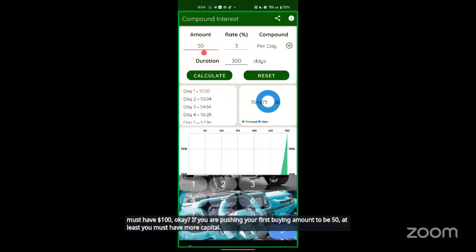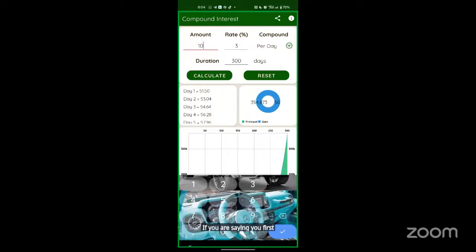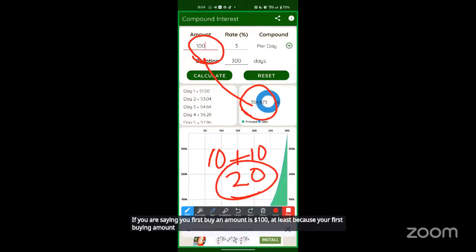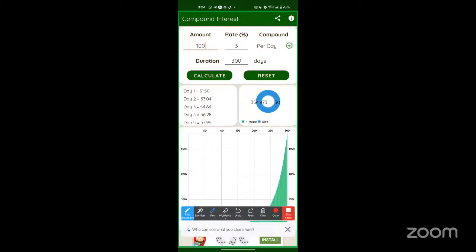If you are saying your first buying amount is $100, at least, because your first buying amount, if you want to win trades, should be either 15%, maximum 20% of your capital. What do I mean? I have $1,000 and I want to use this on one coin.